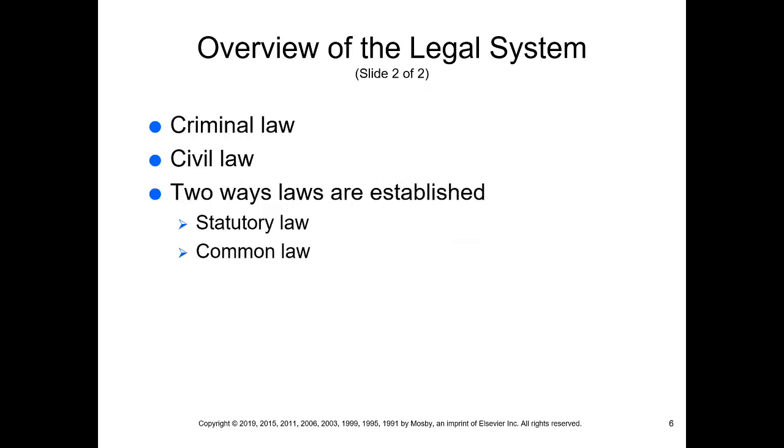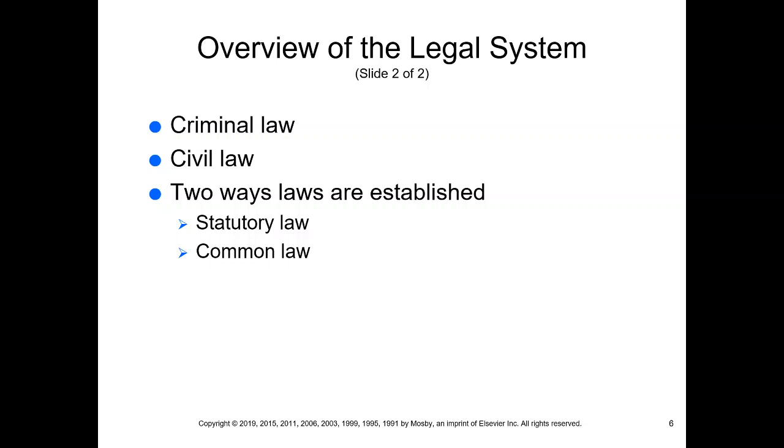Overview of the legal system. This is on page 23 if you want to follow along in your book. This describes criminal law. Criminal cases are resolved with findings of guilt or innocence. They may result in fines or incarceration or a combination of both.